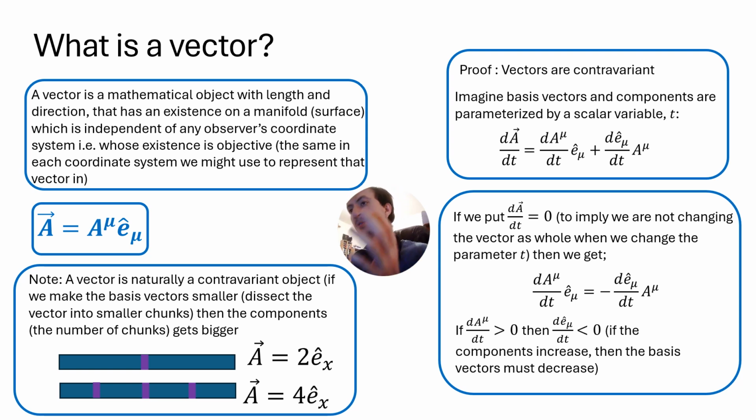So now we've explored what a vector is: an object with length, direction, and a contravariant relationship between its components and its basis vectors. Let's go on to looking at how the components of a vector change from one coordinate system to another. Because although the vector as a whole doesn't change, the components, A^μ, will change between coordinate systems.